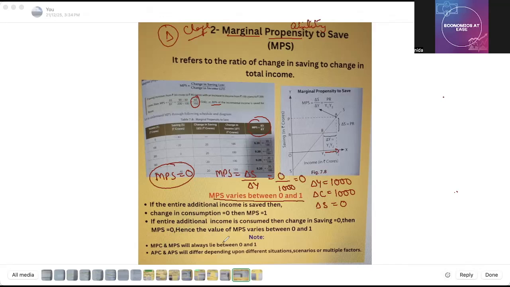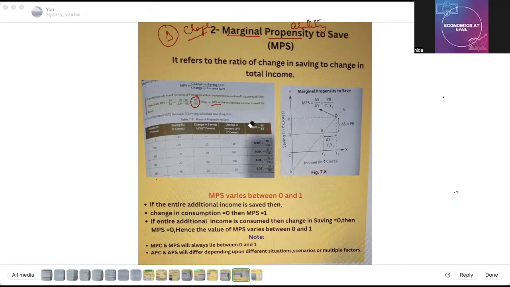Okay. Now here you have to just keep this in mind. MPS or MPC will always lie between 0 and 1. Okay. ये जरूर से याद रखिएगा. And APC and APS means average propensity to consume and average propensity to save will differ depending upon the different situations, scenarios, or multiple factors. Okay. So you can take the screenshot, because with the help of this you can easily remember, and you no need to turn the pages and diagrams, because I have made a slide in which everything is there. Important pointers are also here, and with the help of the table and diagram you can easily revise.